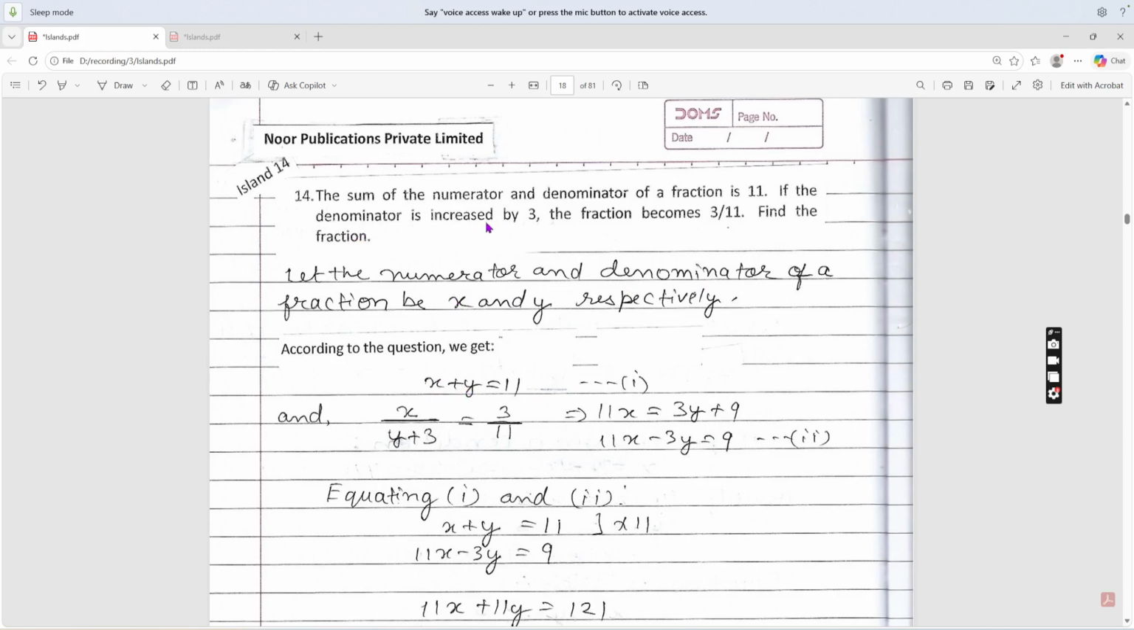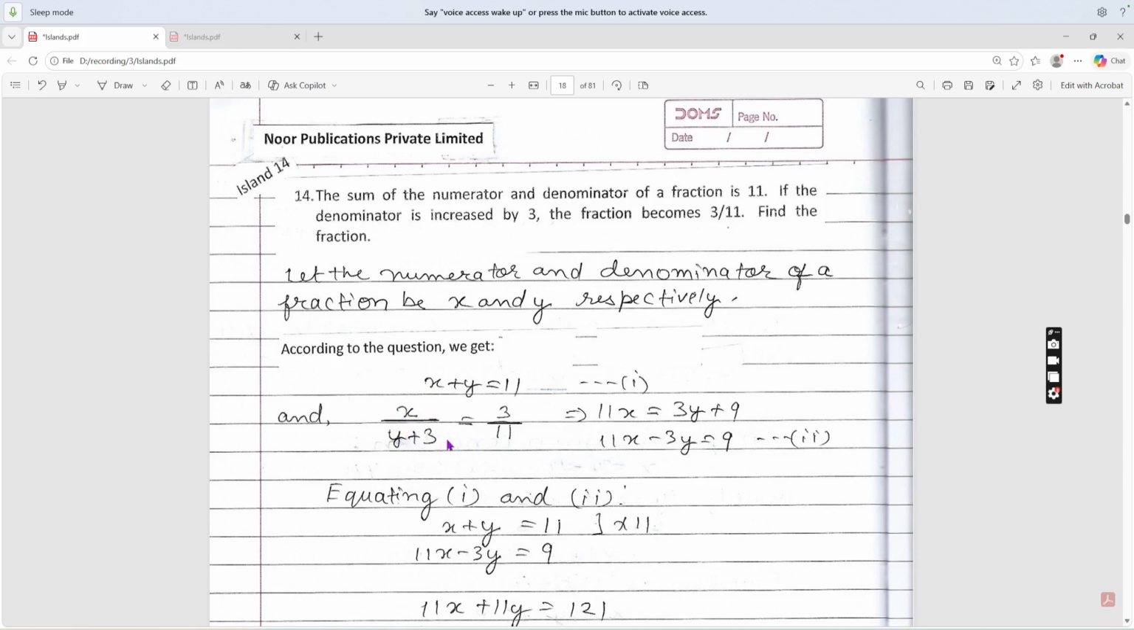If the denominator is increased by 3, see, the denominator is increased by 3, the fraction becomes 3 by 11. Nothing is written about the numerator. The question is silent about the numerator. So whenever the question is silent about the numerator or the denominator, we have to retain the original numerator or denominator. As here is the case of the silence of the numerator, we are going to substitute the old numerator as it is. What is the original numerator? That is x. So we are going to put x as the numerator in the new case also.